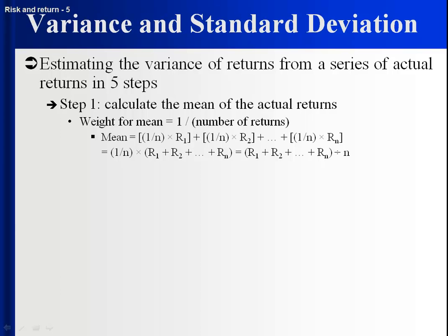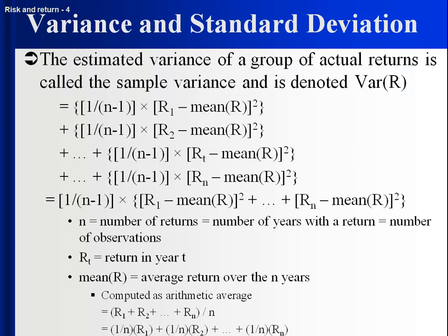So step one, find the mean. And the mean is just a classic average. You can add up all the returns and divide by n, which is the same as weighting each of the n returns by 1 over n. So you find the mean. That's your average.